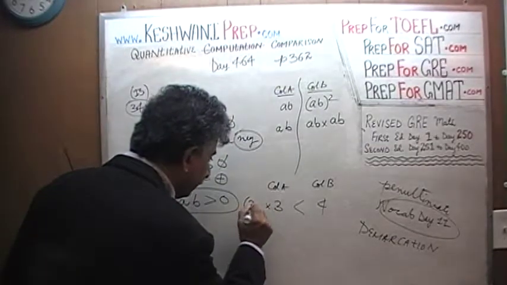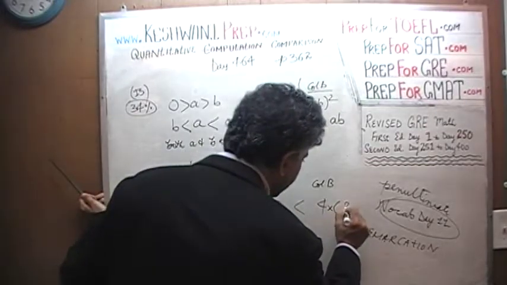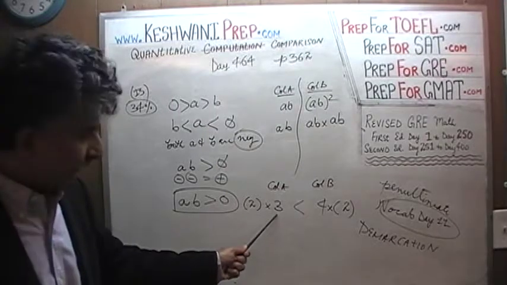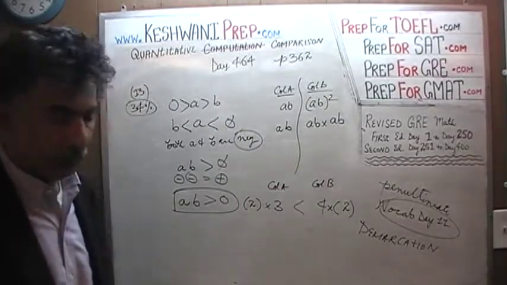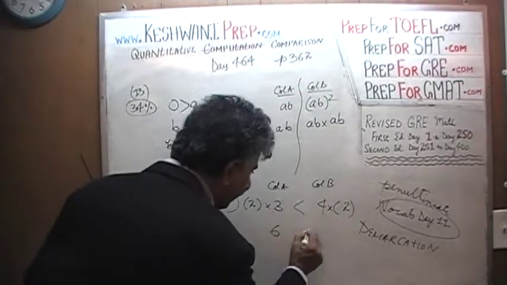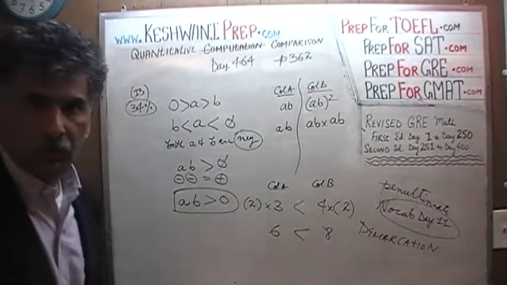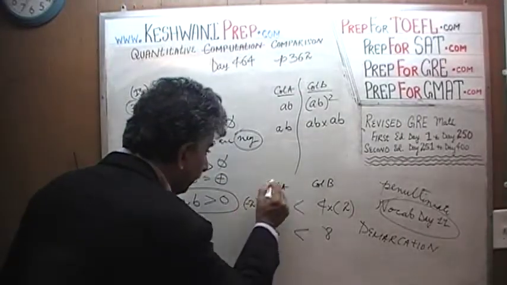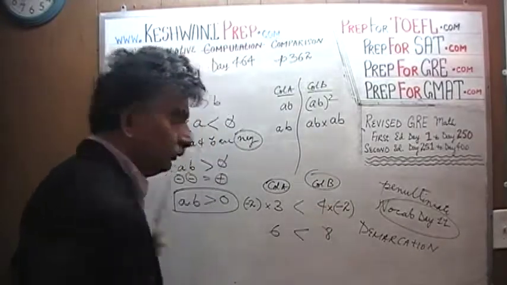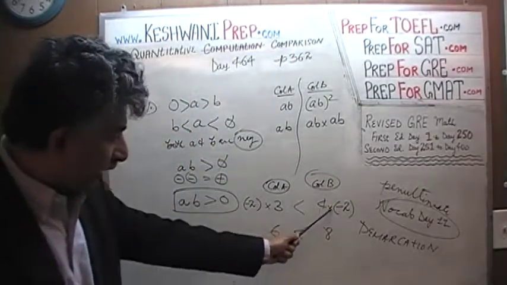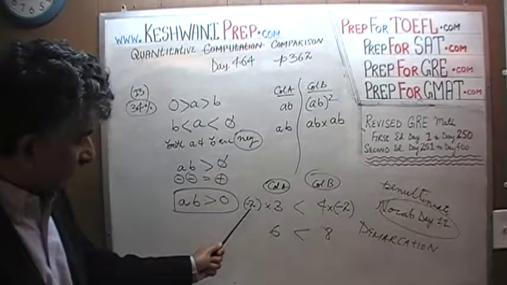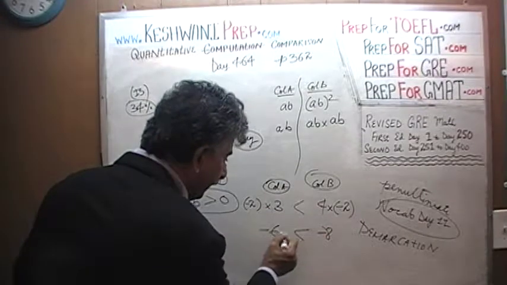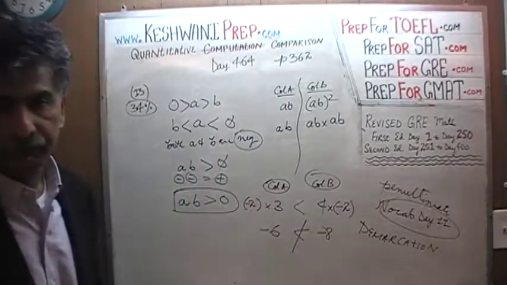What if we were to multiply 3 by 2, and what if we multiply 4 by 2? Would you still agree that 2 times 3 is less than 4 times 2? Of course, 2 times 3 is 6, and 6 is still less than 8. But what if we were to multiply both columns by a negative 2? Then what we find here is negative 2 times 3 is negative 6, and 4 times negative 2 is negative 8, and negative 6 is no longer less than negative 8.